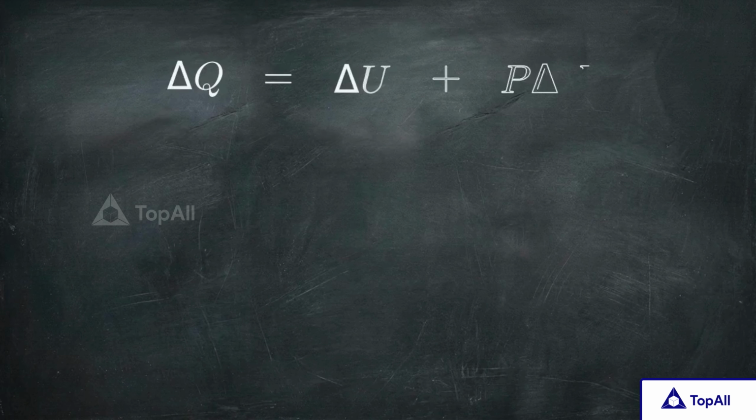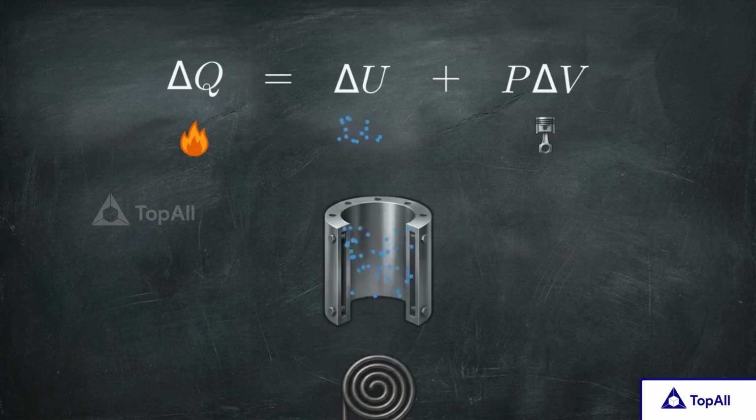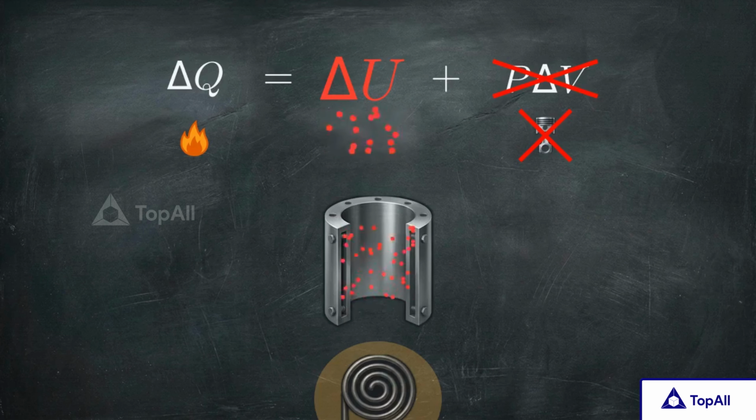The first law states that the total heat supplied to a system, delta Q, is equal to the change in its internal energy, delta U, plus the mechanical work done by the system on its environment, P delta V. Consider heating a massive gas locked inside a rigid steel container. Because the container cannot expand, the volume change is zero, meaning zero mechanical work is done. All supplied heat goes directly into raising the gas's internal energy and temperature.